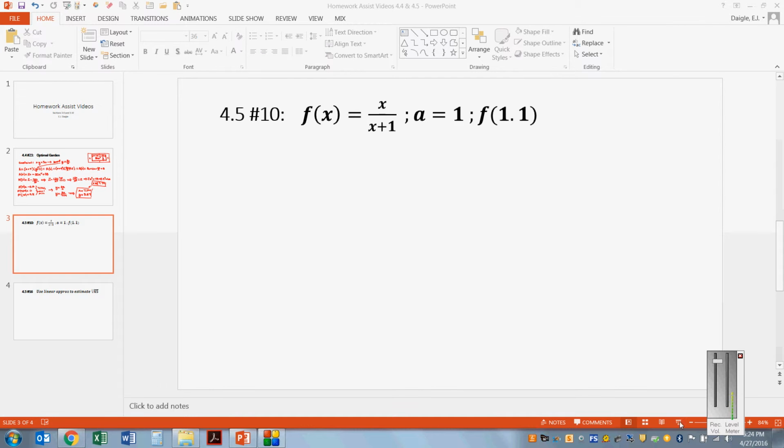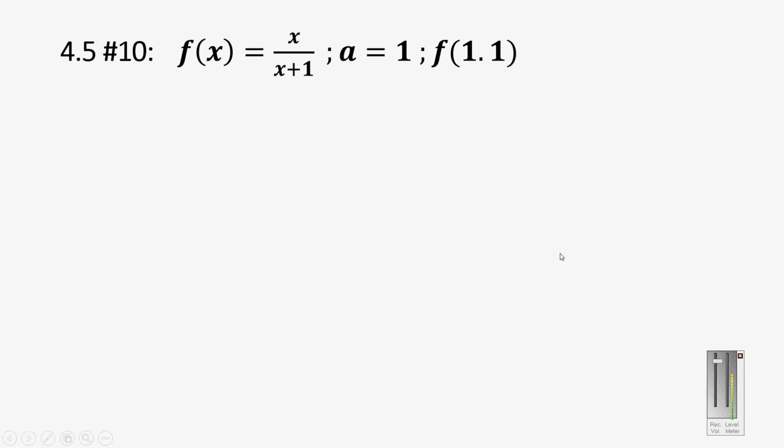Okay, section 4.5, number 10. And 4.5, number 10 is: write the equation of the line that represents linear approximation of the following functions at given point a. Graph the function and the linear approximation near x equals a. Use linear approximation to estimate the given function value, and then compute your error. That is what it wants you to do also.